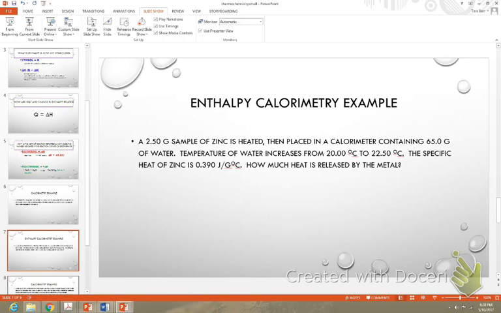So I'm going to ignore the water. I'm going to be focusing on the zinc because I have enough information to be able to calculate how much heat is being released by the metal. I've given it all to you. So here's how you would do it.